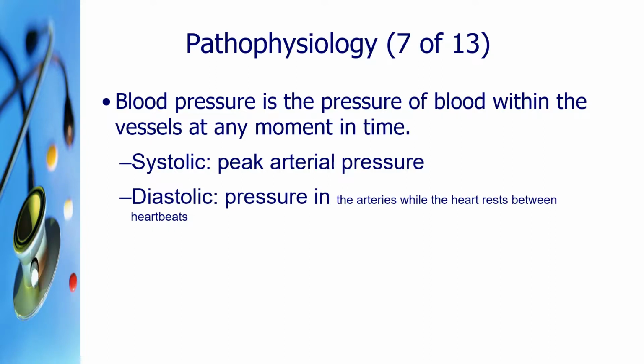Blood pressure is the pressure of blood within the vessels at any moment in time. We have the systolic, which is the peak arterial pressure, and the diastolic, which is the pressure in the arteries while the heart rests between heartbeats. So the systolic is the peak arterial pressure. The diastolic is the pressure in the arteries while the heart rests between heartbeats.